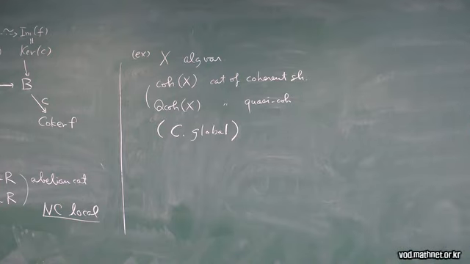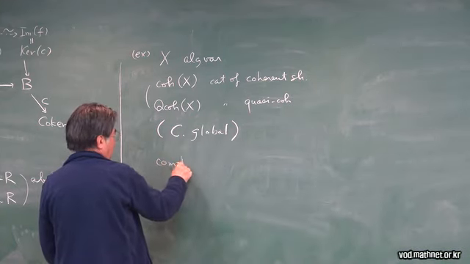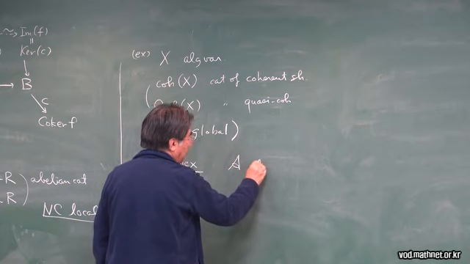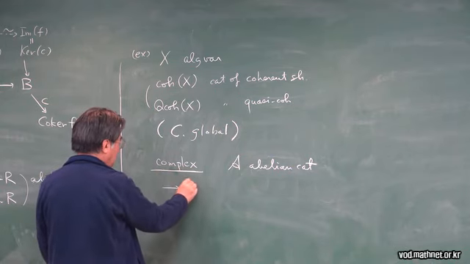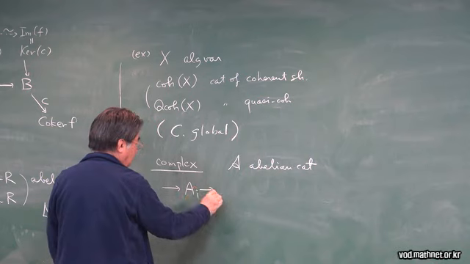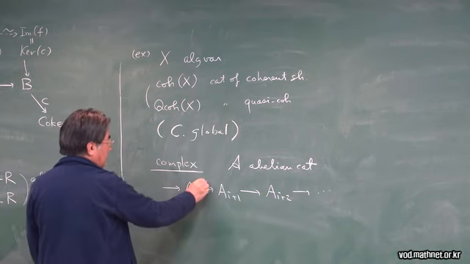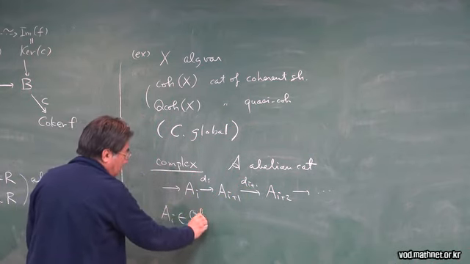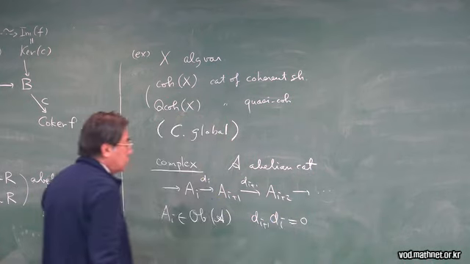So if I have a kernel and cokernel and the axioms of an abelian category, then I can consider complexes. If A is an abelian category, then a complex is something like this: A_i, A_{i+1}, A_{i+2}, and so on, with differentials d_i, d_{i+1}, such that the A_i are objects of the category, and d_{i+1} d_i is 0. So this is a complex.